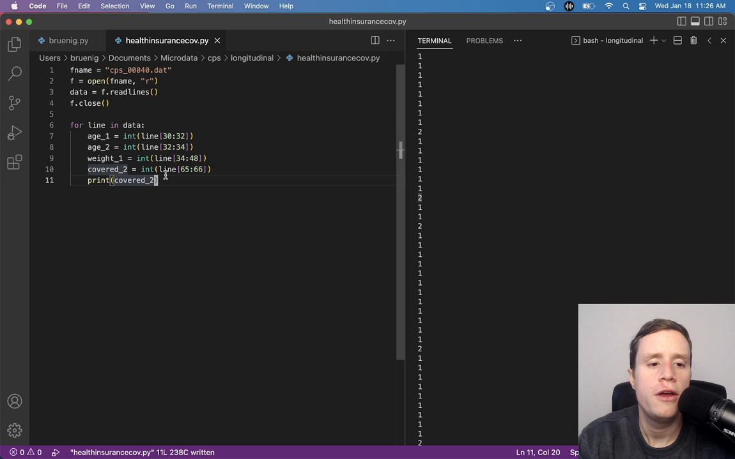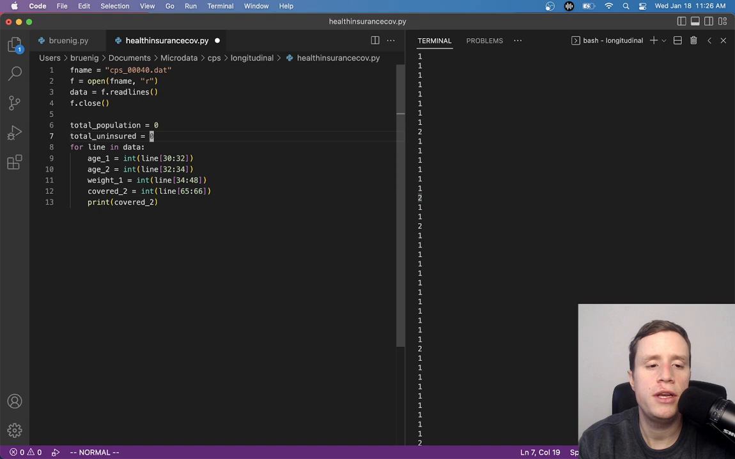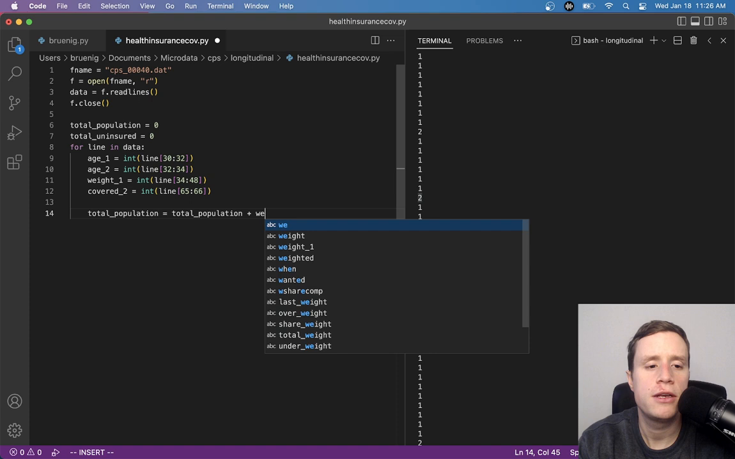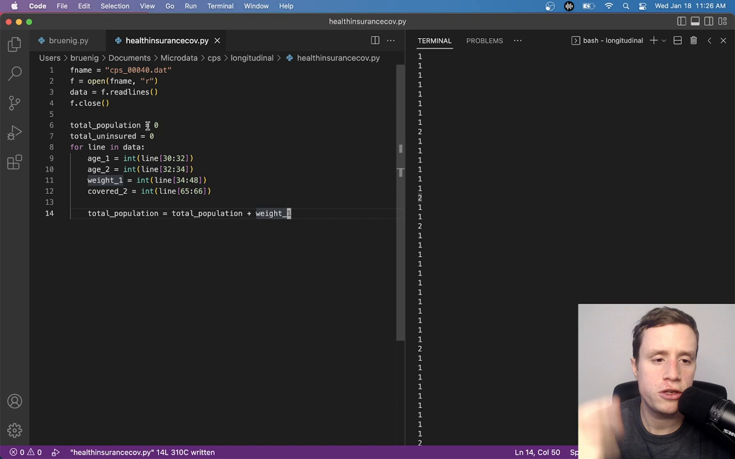Okay. So let's add up a total population equals 0, and then total uninsured also equals 0. We'll set that there, and then we'll just add this up. So first thing is total population is equal to total population plus weight number 1, right? So it's going to start at 0, and then as it goes through every line, it's just going to add up the weight. So by the end of this for loop, where we walk through each line one by one, I don't know if I explained that, I've done it in other videos, we capture its weight right here, and then we just keep incrementing this counter. And then at the end of the loop, you'll have the total population.